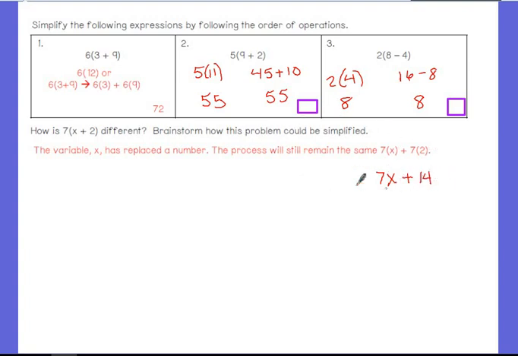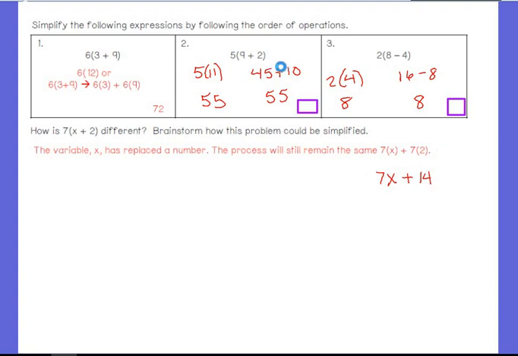So you're using the same process, but whereas this method was kind of quicker doing the parentheses first, we couldn't do the parentheses because we don't know what x is. They're not like terms. So since they weren't like terms, I couldn't combine them. I had to just distribute. That's all I could do.